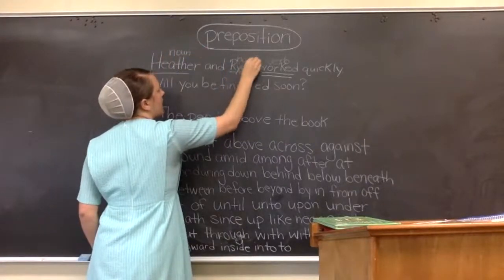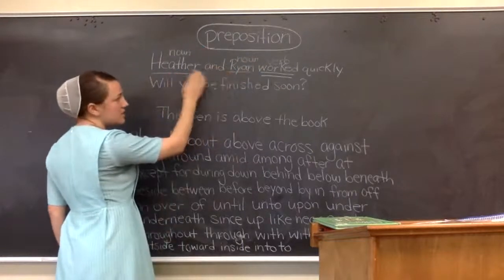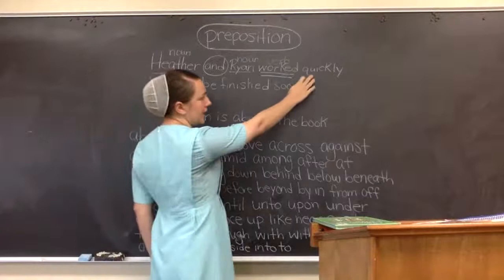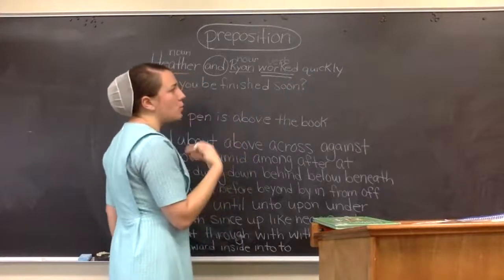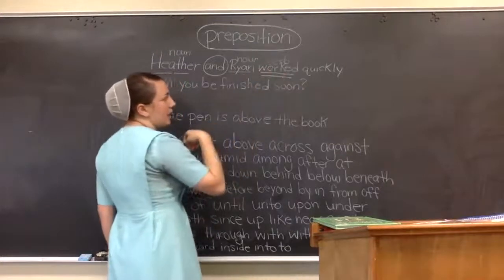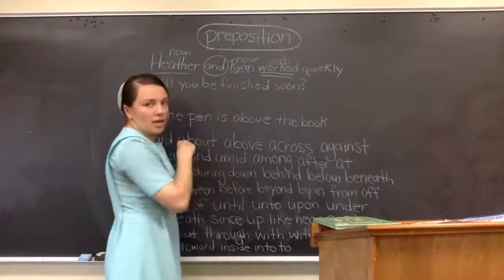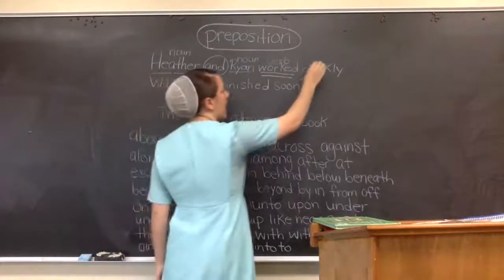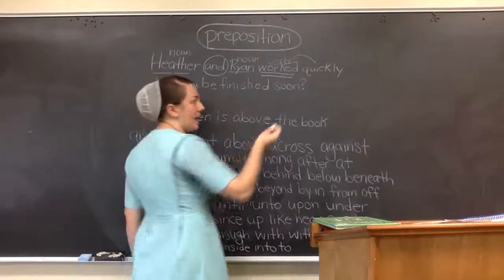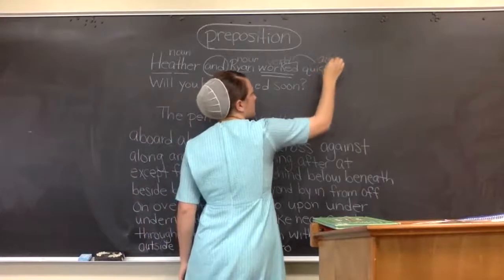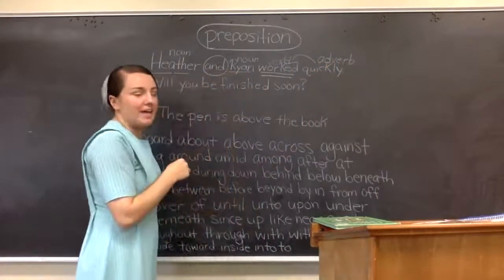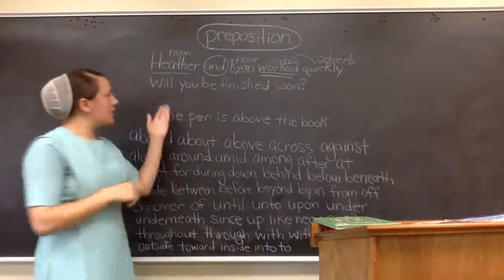Now remember, when we have a compound subject like this, 'and' is our joining word. Now quickly is a describing word, and what is it describing? Is it describing Heather and Ryan, or is it describing how they worked? And quickly here is describing how they worked. So quickly would be an adverb. Since quickly is describing a verb, quickly would be an adverb. Let's look at our next sentence.